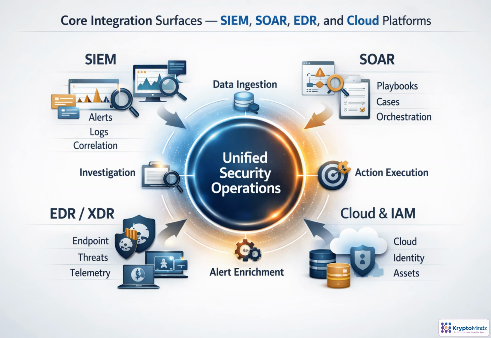In practice, agentic security works as a coordination layer across the tools teams already use. SIEM provides alerts, logs, correlation, and timelines. SOAR manages cases, approvals, playbooks, and response steps. EDR and XDR contribute endpoint telemetry and enable containment or malware investigation. Cloud and IAM platforms add identity, entitlement, asset, and exposure context. The agent connects these surfaces so alerts can be enriched, investigations guided, and approved actions executed consistently.